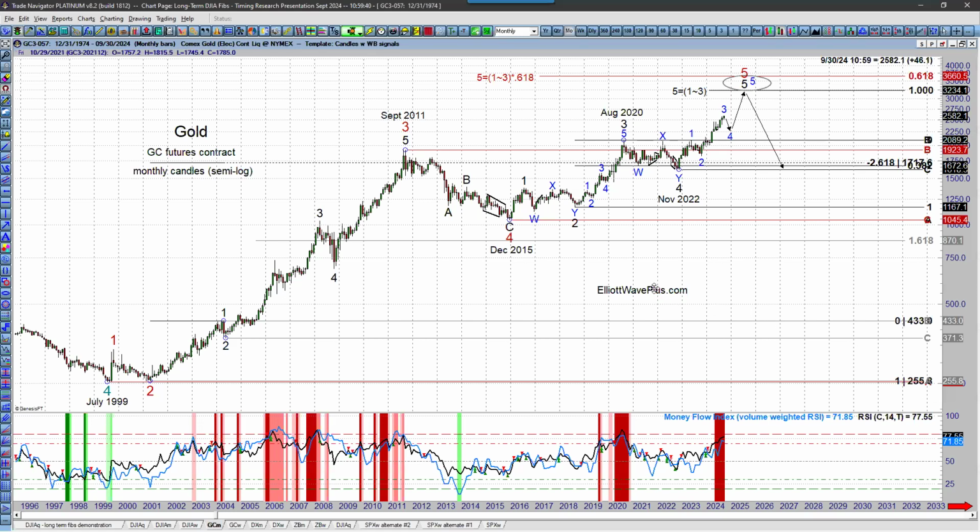I do think Bitcoin is going to rally in the fifth wave up until approximately February of next year.